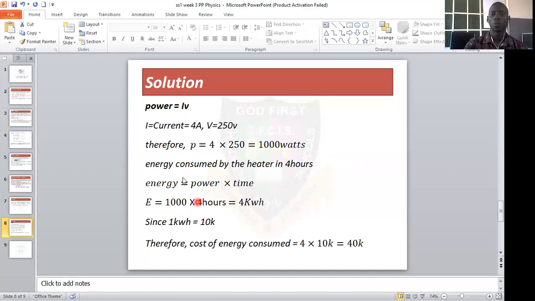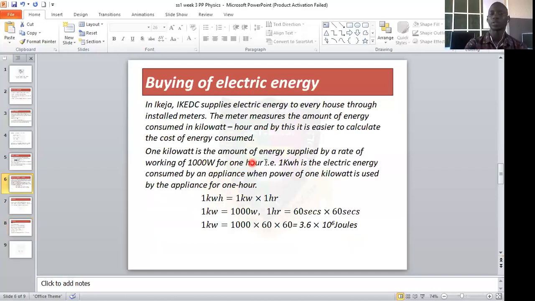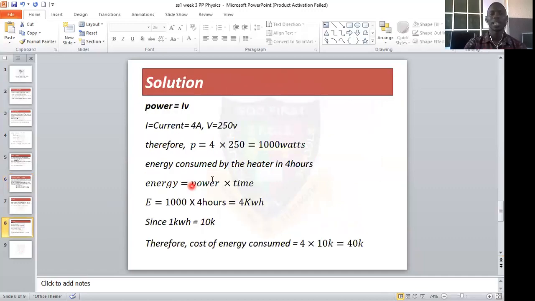From the notes, 1 kilowatt is the amount of energy supplied by a rate of working of 1000 watts. So you can easily convert it: 1000 watts is the same as 1 kilowatt. So this is the energy consumed by the heater in 4 hours. Power times time, that is IV times T, is energy. This is 1000 watts times 4 hours, which is 4 kilowatt hour.